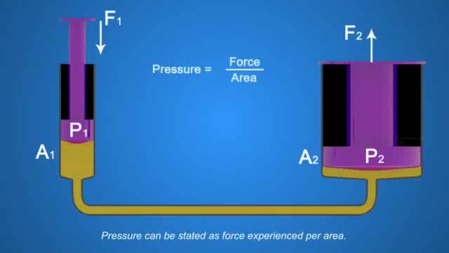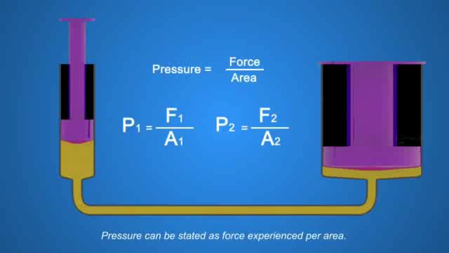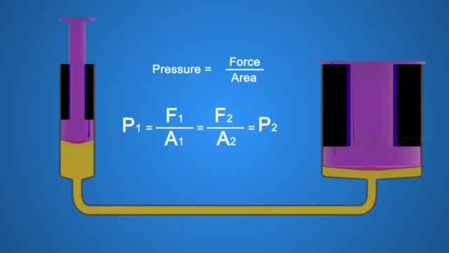Pressure can be stated as force experienced per area. So P1 equals F1 by A1, and P2 equals F2 by A2. According to Pascal's law, the pressure on both pistons is equal, which gives us P1 equals P2.